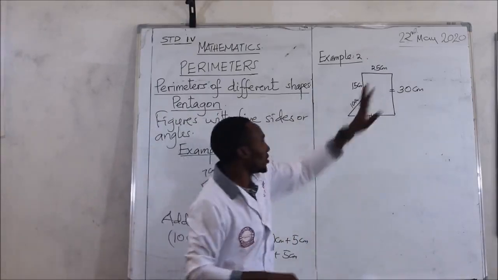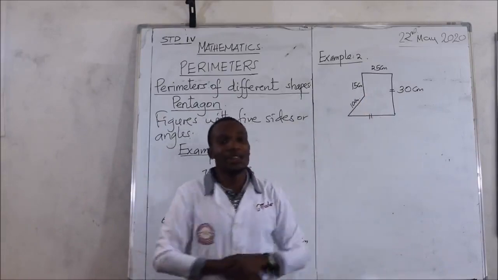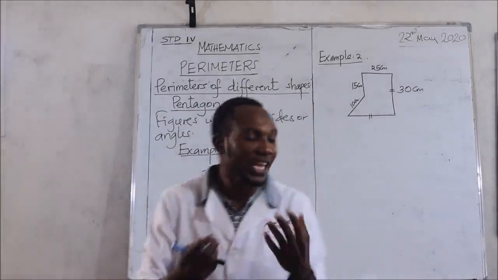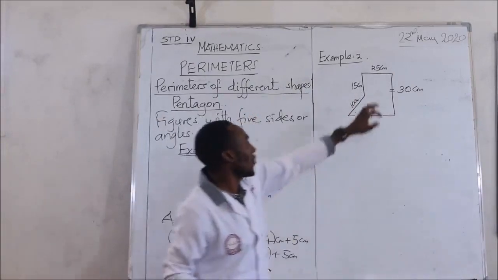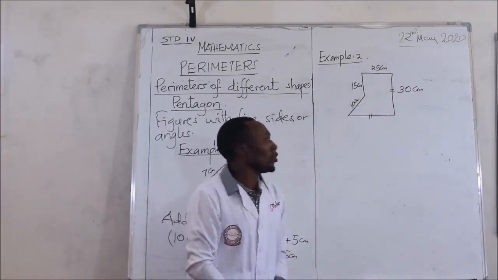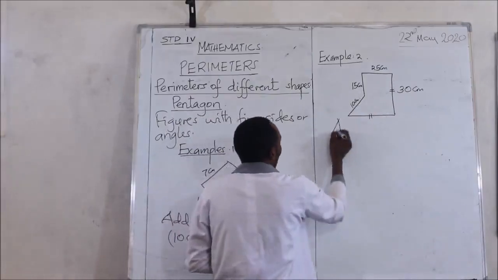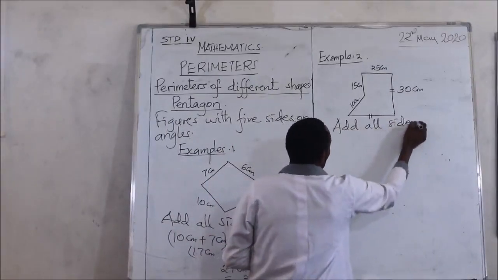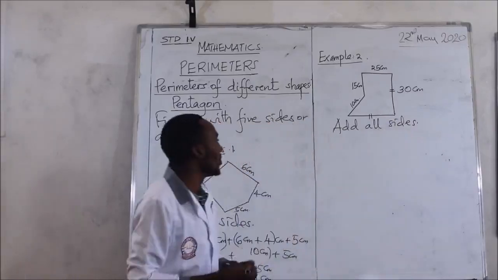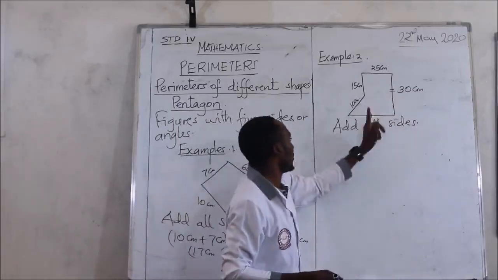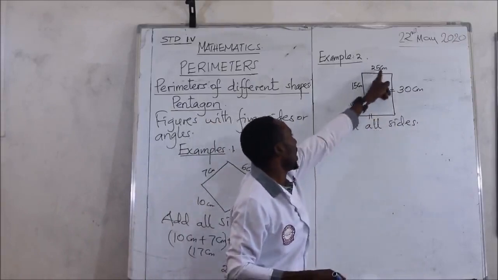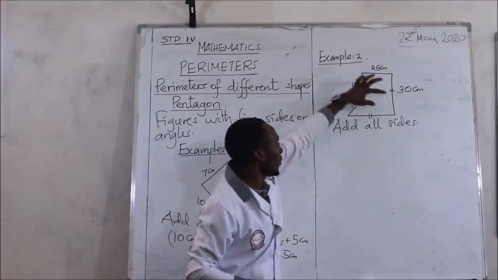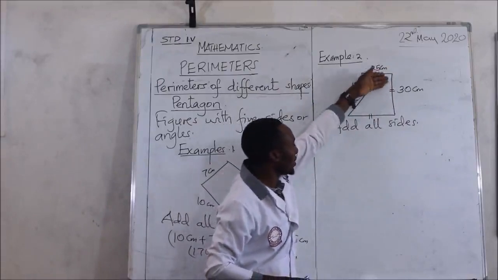Now look up here. This is a pentagon. And in order to calculate the perimeter of a pentagon, we say we add all sides. And our figure is this one. So now, add all sides. This is our formula. Add all sides. So when we add all sides, it means side number 1, 2, 3, 4, and this is 5. So let's add. First of all, look at the figure. We have this side and this side.